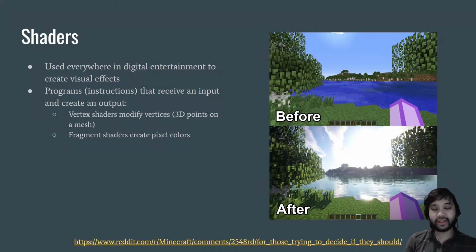You can have vertex shaders, which will produce 3D information, for example position for vertices, and you can also have pixel shaders, which will produce information about colors for 2D pixels. Here is a screenshot of Minecraft, which shows you the effect of shaders being applied. You can see that there's a significant visual difference between the before and after screenshots.